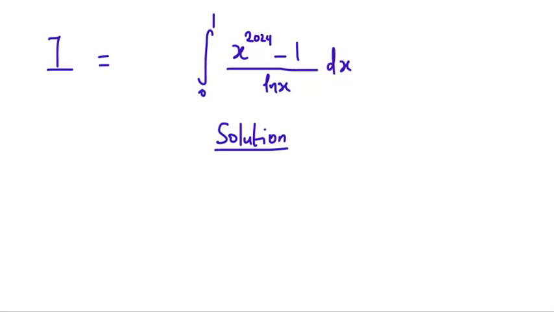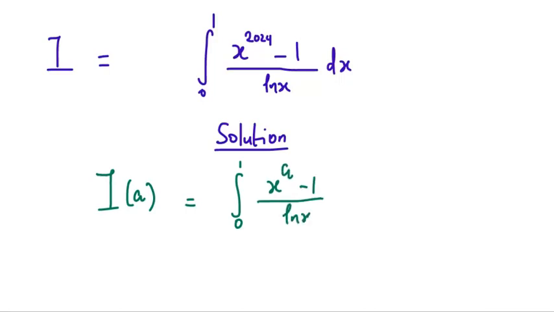So let's say we have I(a) equals the integral from 0 to 1 of (x^a - 1) divided by ln(x) dx. And we can see that our solution should be I(2024), right? So this is our I.